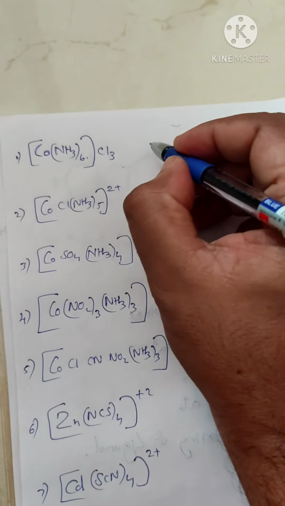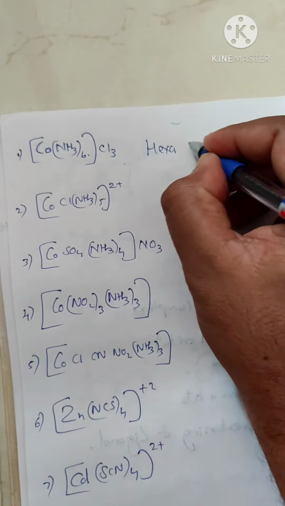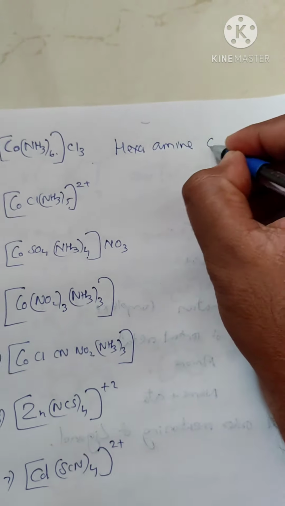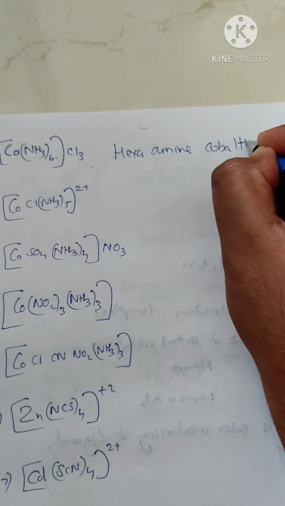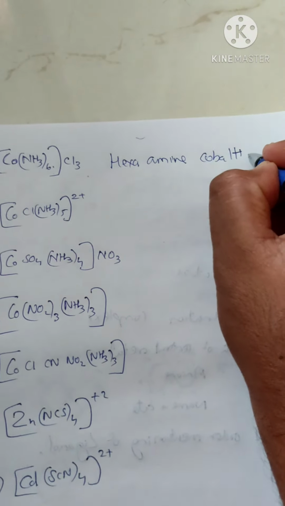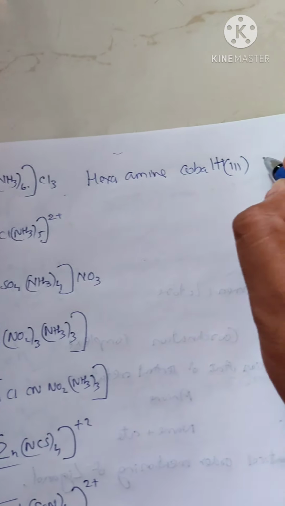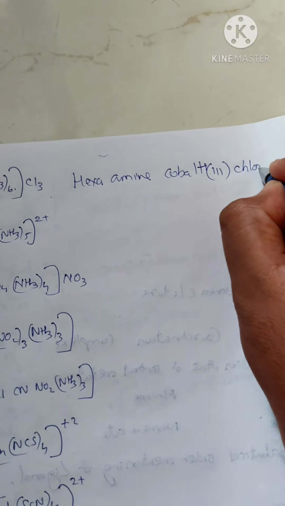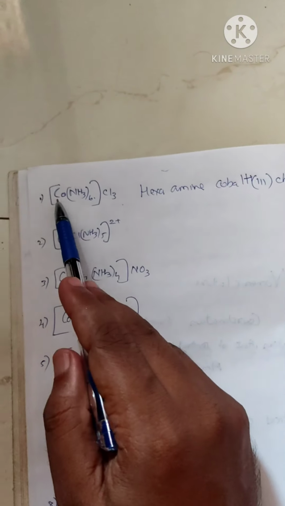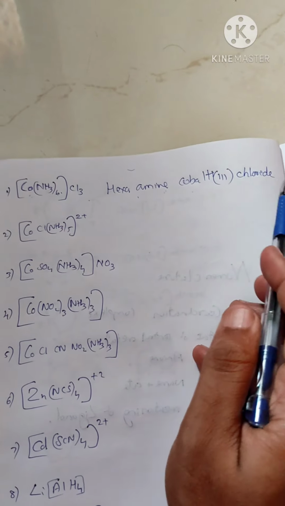So the name of the ligand will be hexaammine, cobalt. Then we have to mention the oxidation state, which is 3, cobalt(III). Then we have to mention the anion, which is chloride. So the name of the complex is hexaammine cobalt(III) chloride.